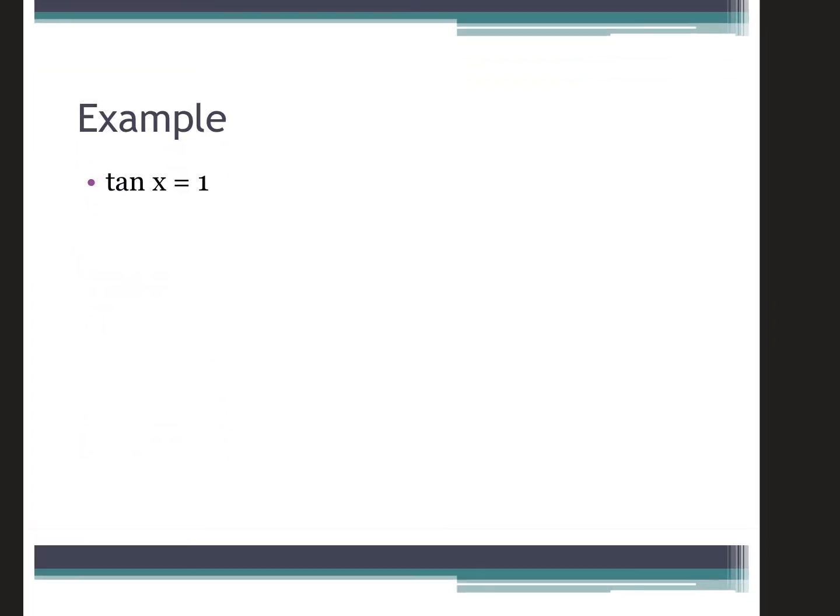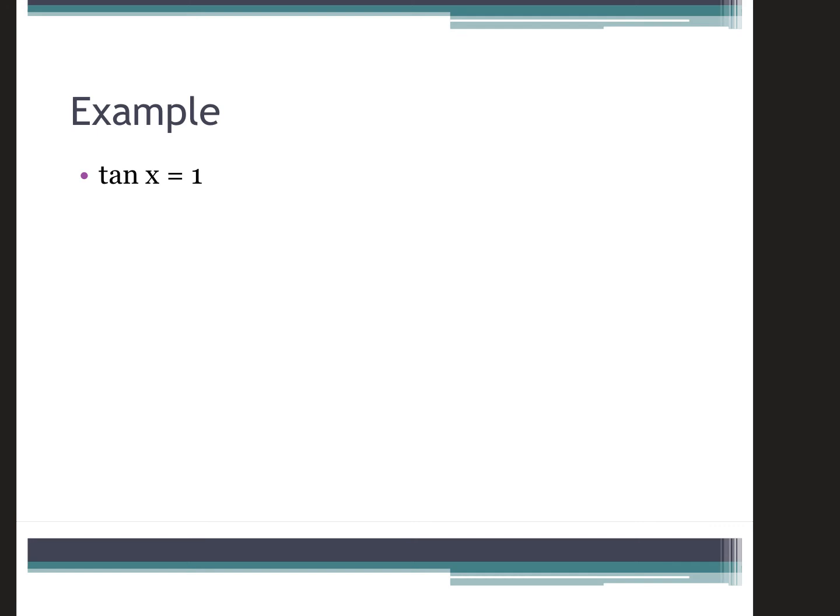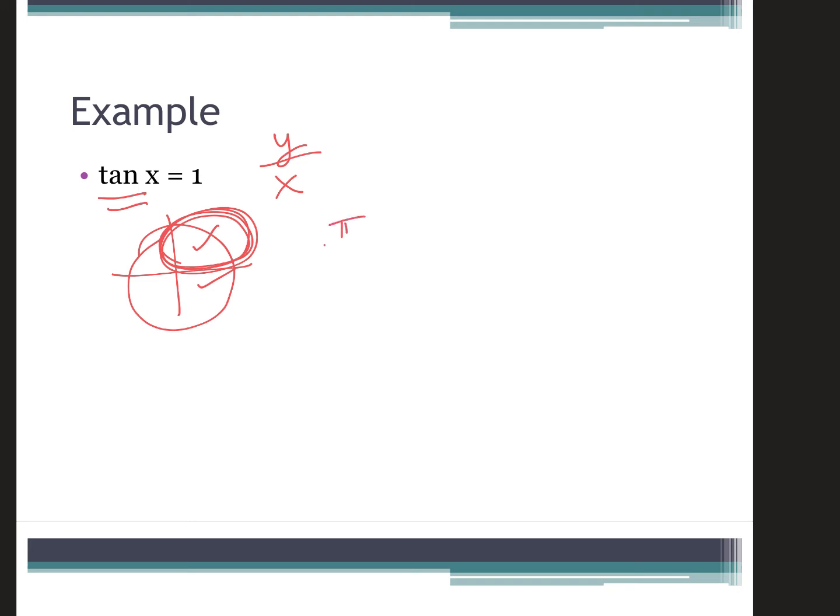Okay, let's try another example. Tangent of x equals 1. First thing, where am I allowed to look? Because tangent, I can only look in these two quadrants, and tangent is positive only in the first. So if I'm only looking in the first quadrant, and I know that tangent is actually y over x, I'm looking for some location where the y and the x values are exactly the same, which happens at pi over 4.